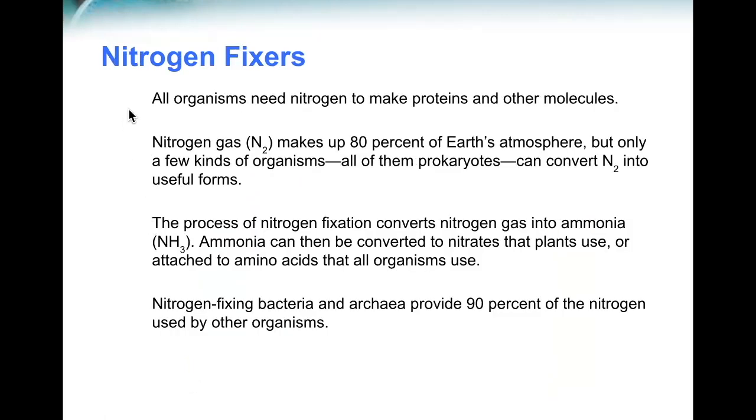All organisms need nitrogen to make proteins and other molecules. Nitrogen gas, N2, makes up 80% of the Earth's atmosphere, but only a few kinds of organisms, all of them prokaryotes, can convert N2 gas into useful forms. The process of nitrogen fixation converts nitrogen gas into ammonia, NH3. Ammonia can then be converted to nitrates that plants use or attached to amino acids that all organisms use. Nitrogen-fixing bacteria and archaea provide 90% of the nitrogen used by other organisms.